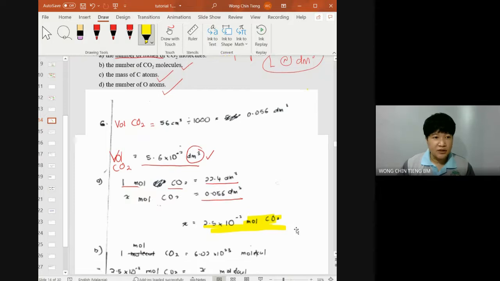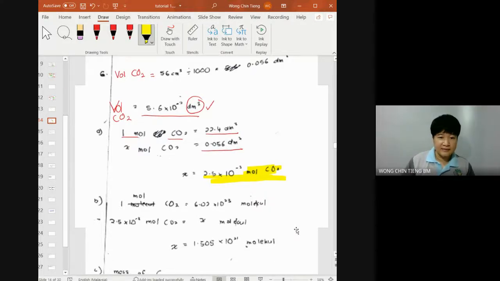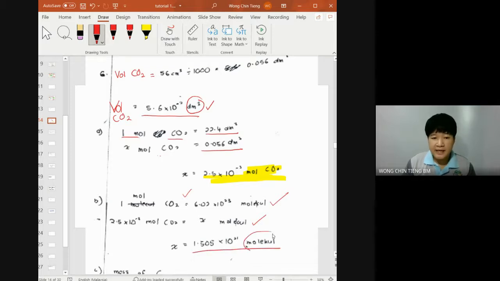And then next, question B. Number of carbon dioxide molecule. Ni masalah bahasa lah. Okay, tak ada apa. 1 mole of CO2 produce 6.02 times 10 to the power 23 molecule. That is BM. I change it to English. 2.5 equals to how many molecule? You get it? Molecule. Macam tadi, paling cikai kena ada molecule. Paling lengkap carbon dioxide molecule.